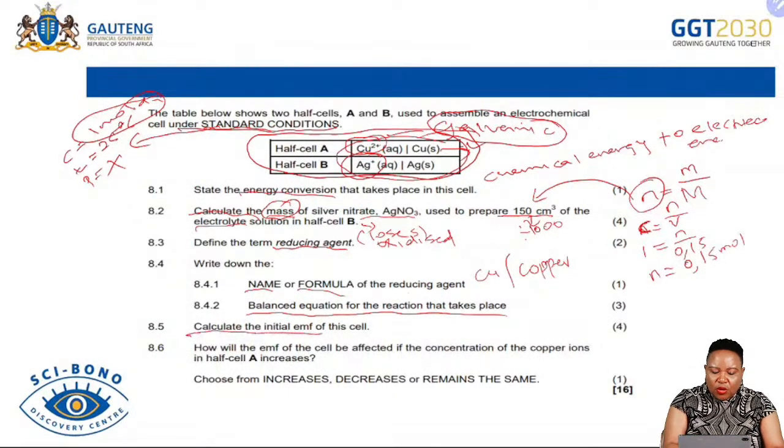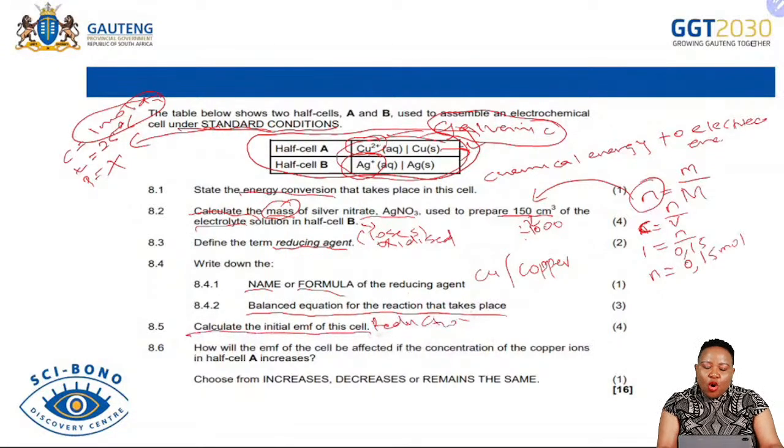We can also calculate the initial EMF, because we are going to use the reduction potential table to find the values of the copper cell and the silver. The silver is 0.80 and the copper is 0.34. So we'll subtract using the correct formula and get the correct answer.